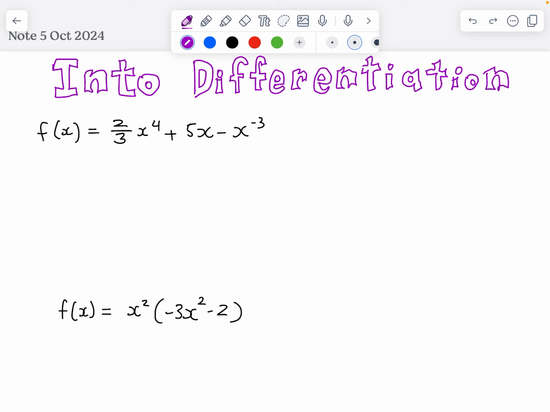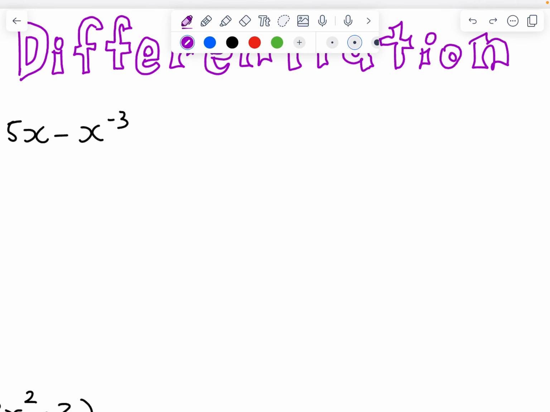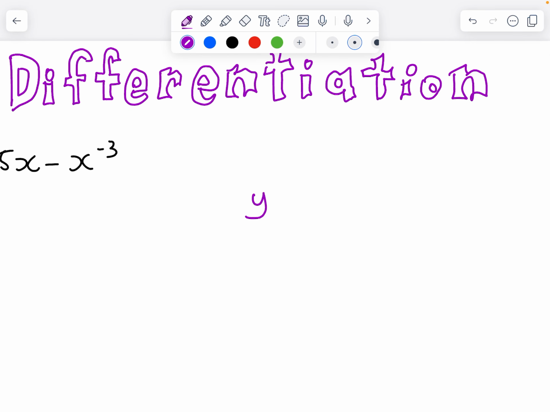Another way, a simpler method, is when we have, for example, a function like y equals x to the power of n. The derivative of that, which is represented by y prime, is going to be n times x to the power n minus 1. And this formula is very crucial because it's very useful when it comes to finding derivatives.